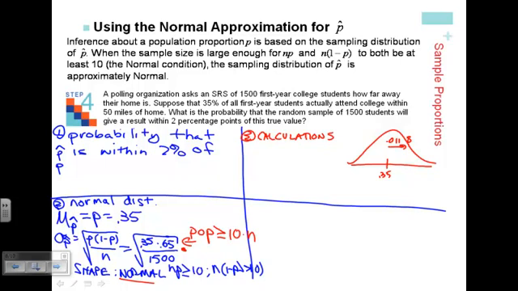All right. Now the last part. What's the question that we're trying to answer? What's the probability that p hat would be between 33% and 37%? Which is just another way of saying within 2 percentage points of the true value.